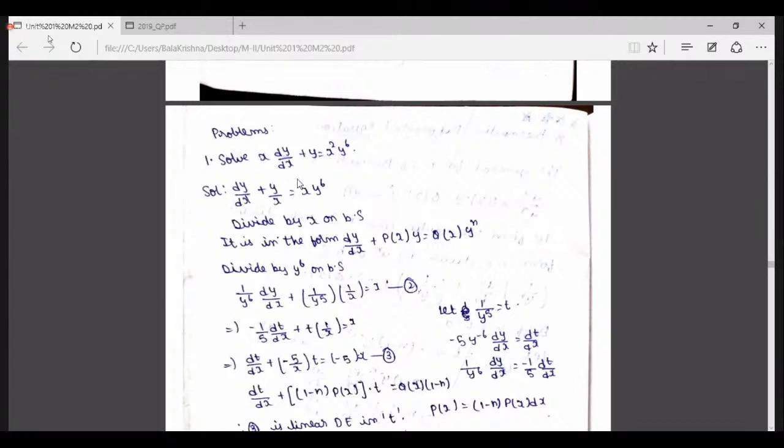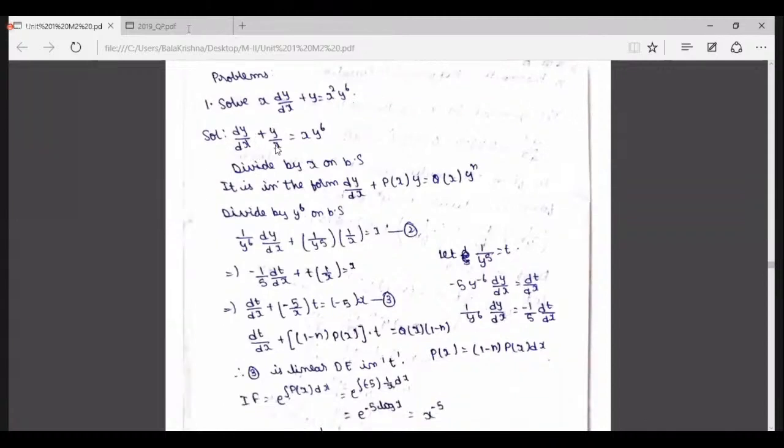We are given x dy/dx plus y is equal to x square into y power 6. So dy/dx plus y by x is equal to x into y power 6, because a product with dy/dx is there, you should always remove that one. For that sake we are dividing by x. Now it is clearly in the form of dy/dx plus (1 by x) into y is equal to q(x), that is x into y power n. So here n can be taken as 6, q(x) is x, p(x) is 1 by x.